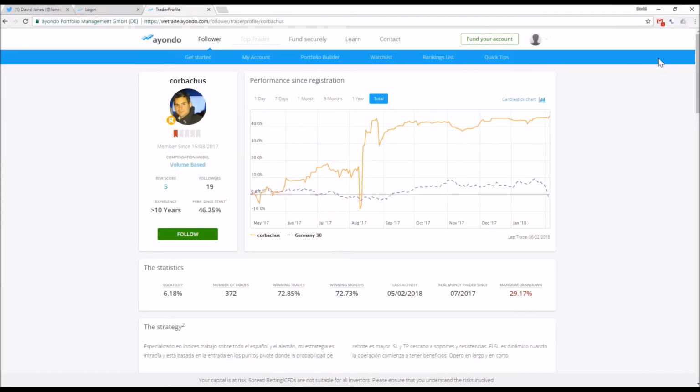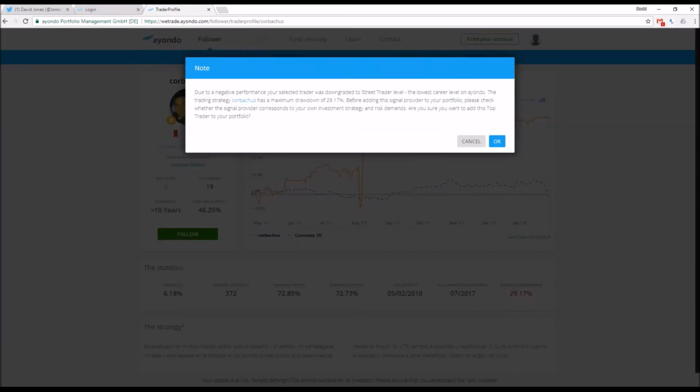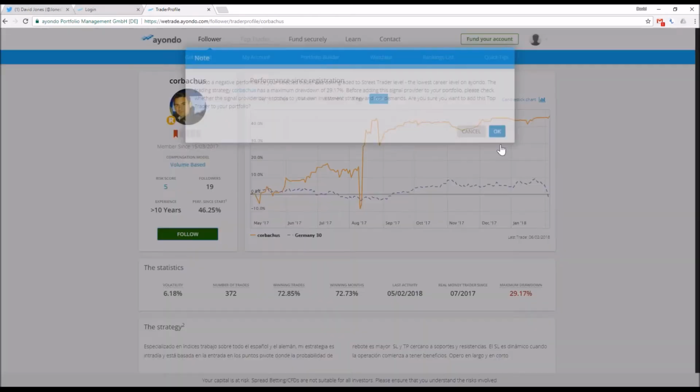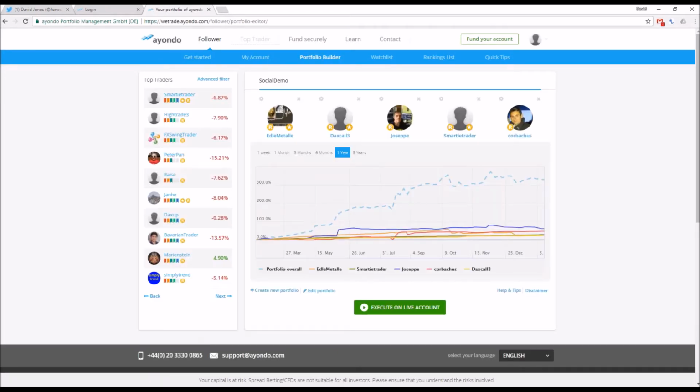Let's go back. Because this is a new person and I know they're not in my portfolio, I'll chuck them in for the sake of tonight's example. So let's click on follow. Here we go. Due to a negative performance, your selected trader was downgraded. Okay, got a maximum drawdown. Okay, he's a bit of a risky one. Fine, I'll take him anyway. I'll put him in.